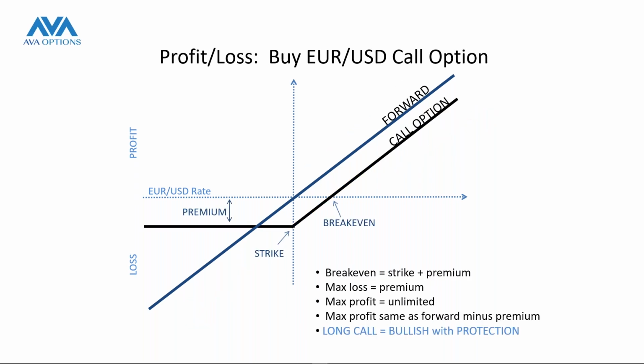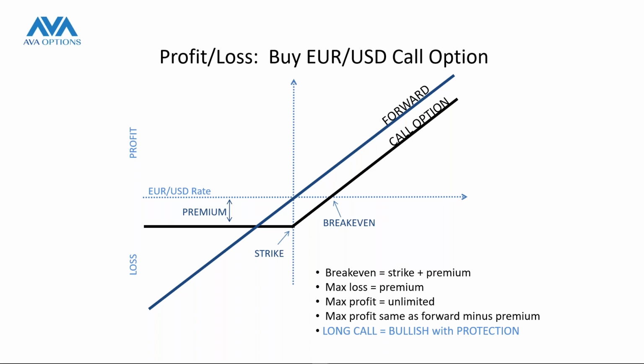Let's look at options. Here I've added a call option. A call option is a product that gives you the right, but not the obligation, to buy an asset in the future at its strike price. So it's asymmetric exposure. In this example, a call option gives you the right to buy at the strike price, but not the obligation.